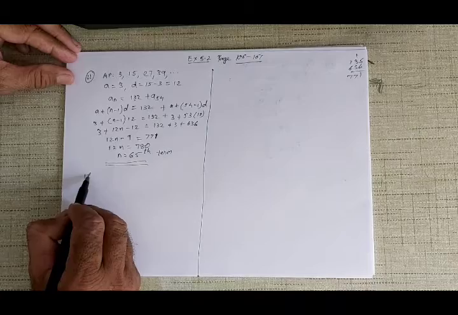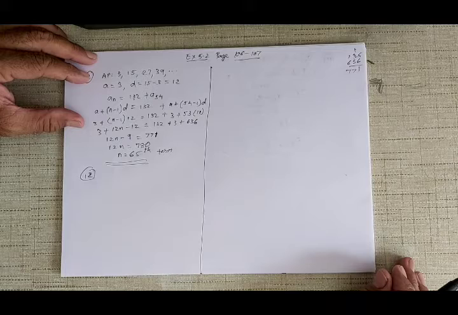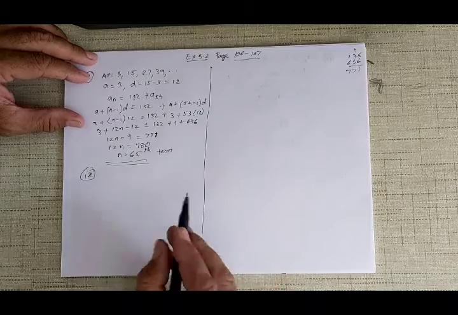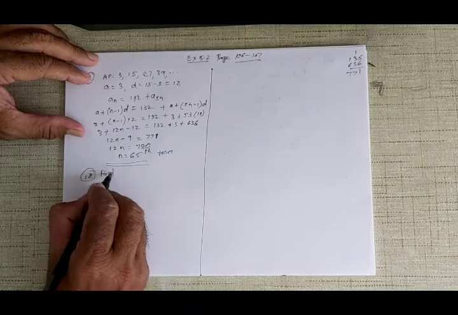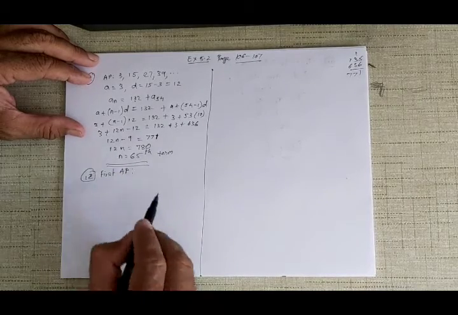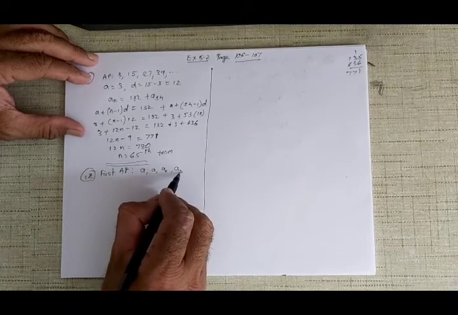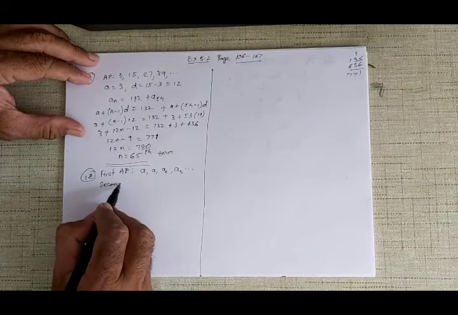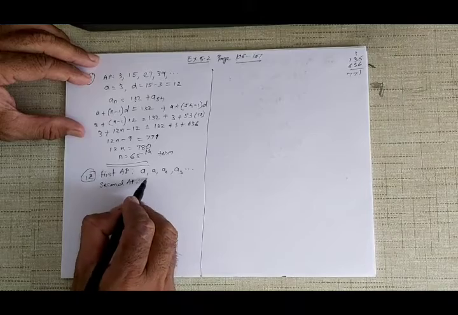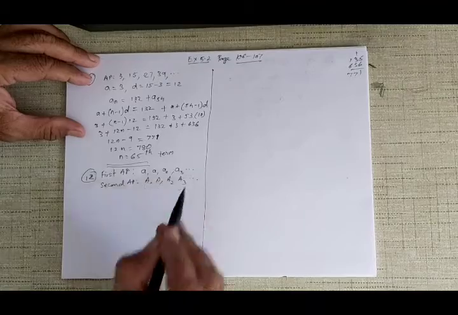Alright, let us see the 12th one. The 12th one says two APs have the same common difference. The difference between their 100th term is 100. What is the difference between their 1000th term? So two APs. Let us suppose the first AP is a, a1, a2, a3 and so on, and let us suppose the second AP is capital A, A1, A2, A3 and so on.